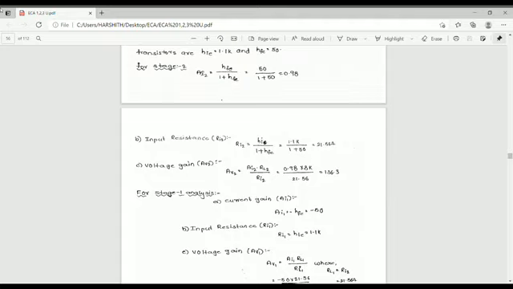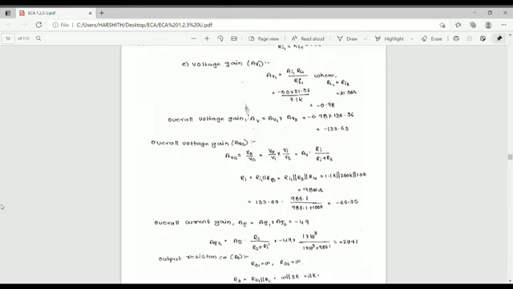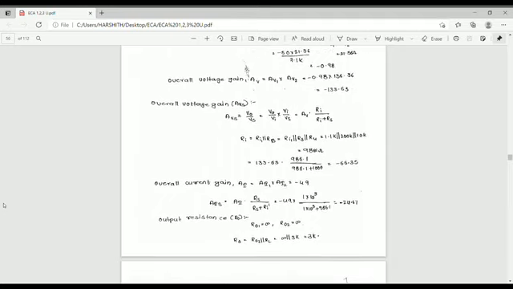And the last one is the output resistance. R0 equals R02 in parallel with RL, and that value is 3K. This is the output resistance.